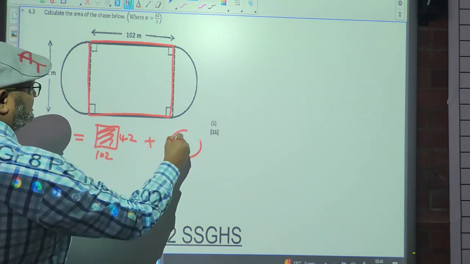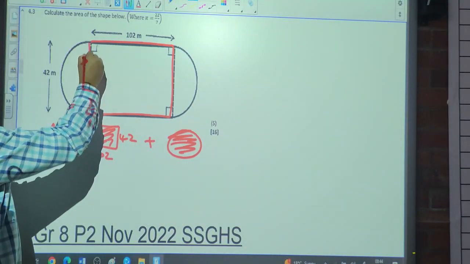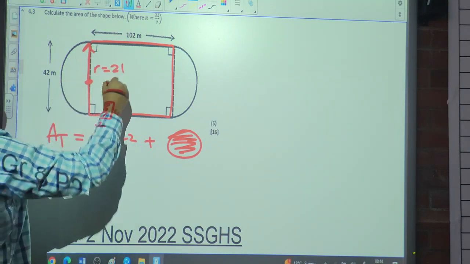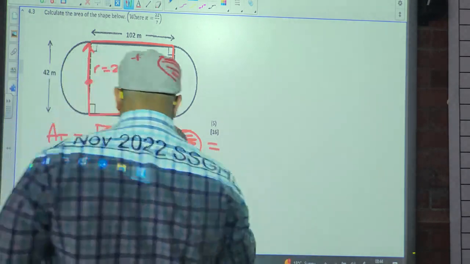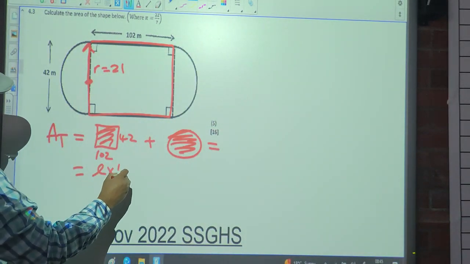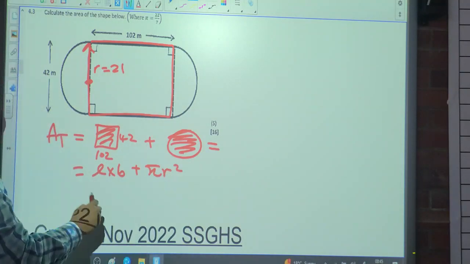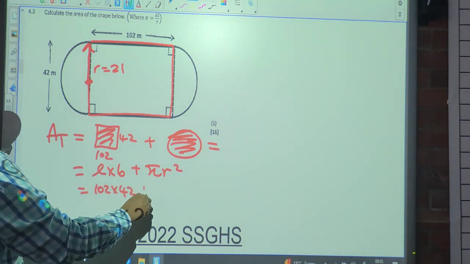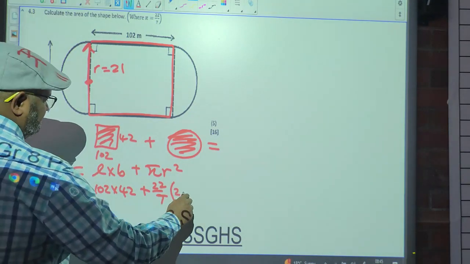How do you calculate the area of a circle? Pi r squared. And what's the radius of the circle from center to circumference? What's the radius? 21. Okay. So how do you calculate the area of a rectangle? Length times width, not so? Plus the area of a circle, pi r squared. So the length is 102 times 42 plus pi is 22/7 times the radius 21 squared. So 21.